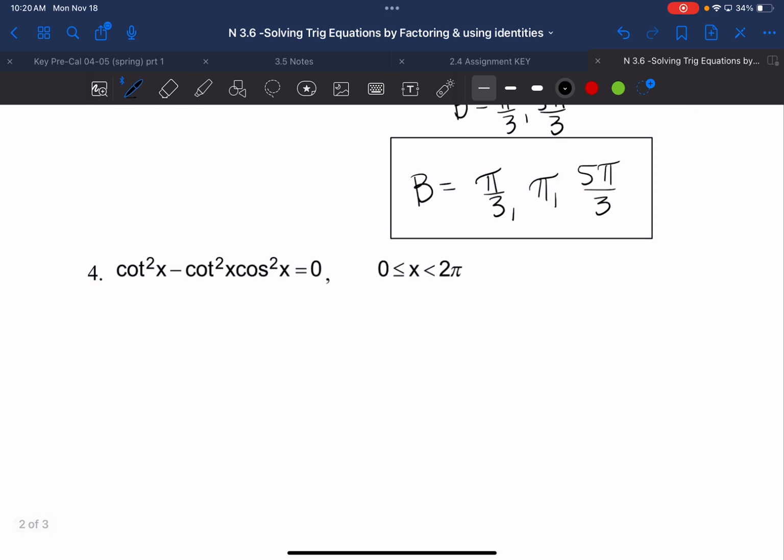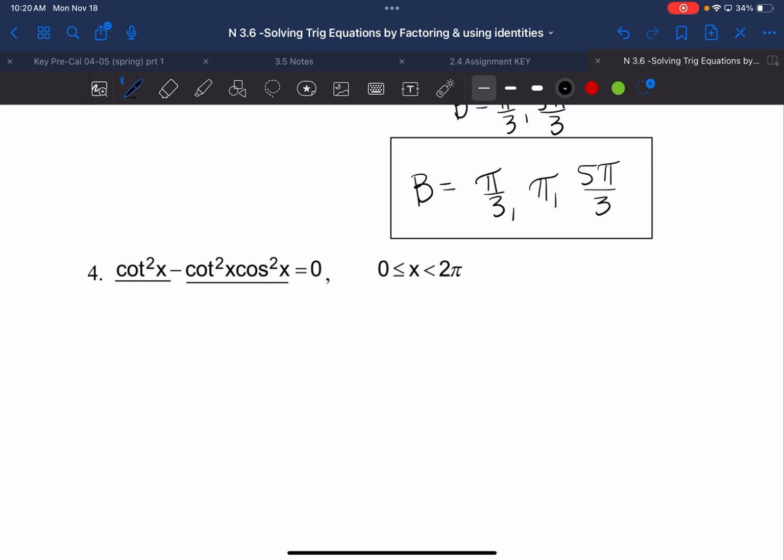All right, on number 4, we got cotangent squared minus cotangent squared times cosine squared equals 0. Again, not looking like one of our basic 8. So what do you guys think we should probably do? Factor. But this time I don't have 3 pieces, I only have 2. So this would be like what we did on number 2.